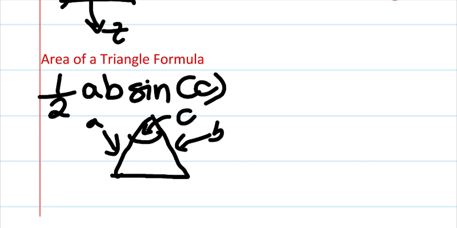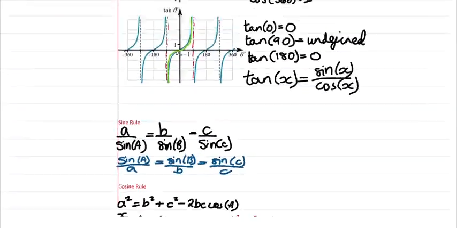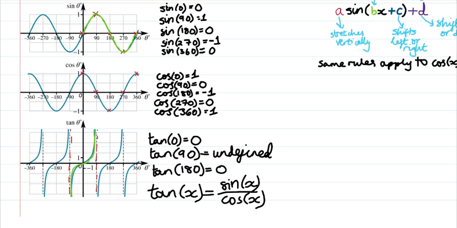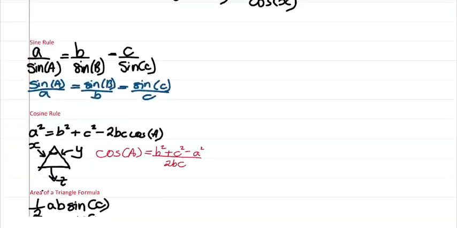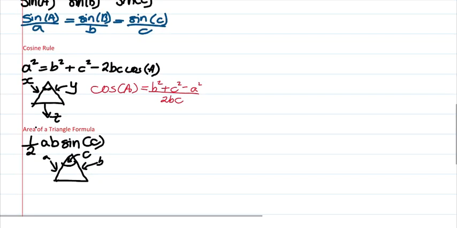So let's summarize. The sine, cosine and tangent graphs show the repeating nature of trigonometry. And you can see that by how the graphs repeat, either every 360 degrees or 180 degrees. The sine rule is used for opposite pairs. The cosine rule is for two sides and the included angle, or three sides. And the area formula is for two sides and the included angle. Master these and you can solve almost any trigonometry problem.